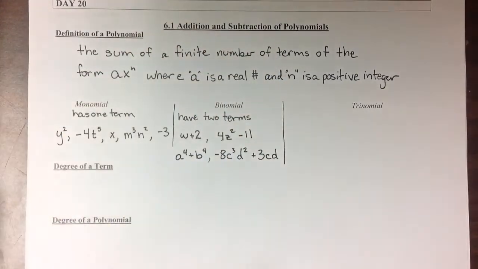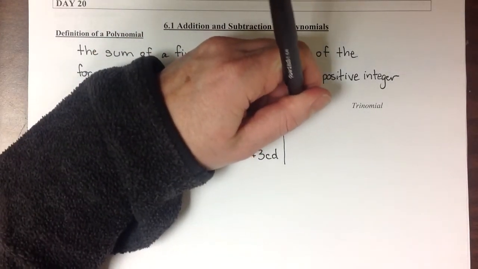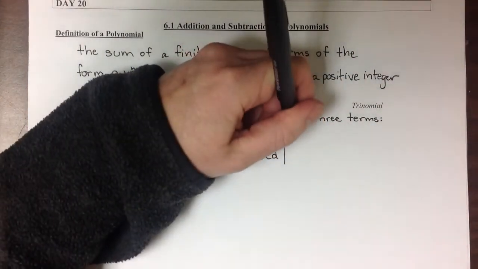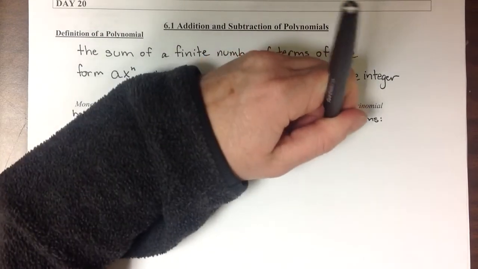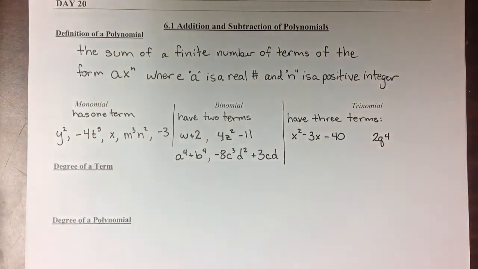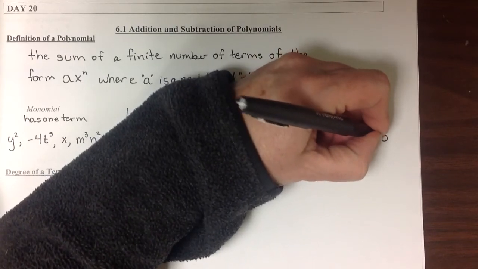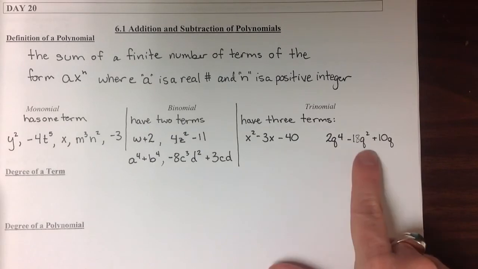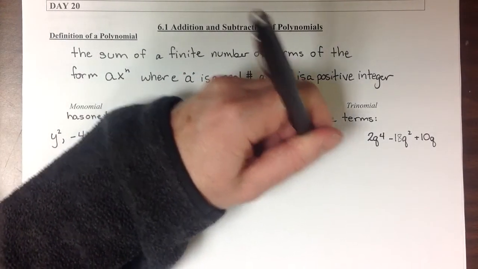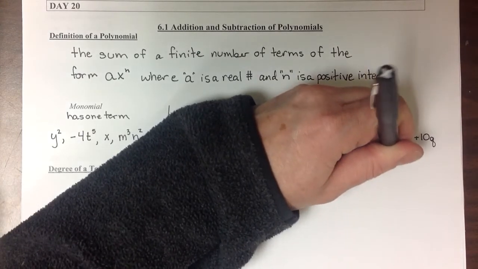And then our last one, if you haven't already seen the pattern here, after binomial, which means 2, is trinomial, which means 3. So trinomials have 3 terms. And some examples of those would be things like x squared minus 3x minus 40, or 2q to the 4th minus 18q squared plus 10q. That's 3 terms there as well, so that fits the definition of trinomial. And then one nice big long one here. How about 6a to the 4th plus 29a squared b plus 28b squared.